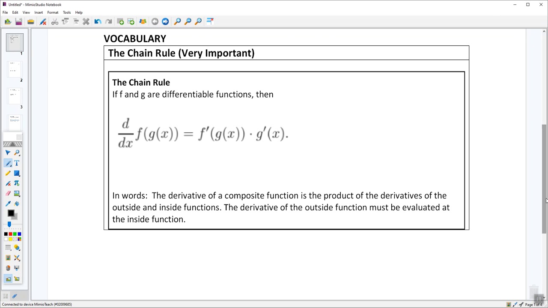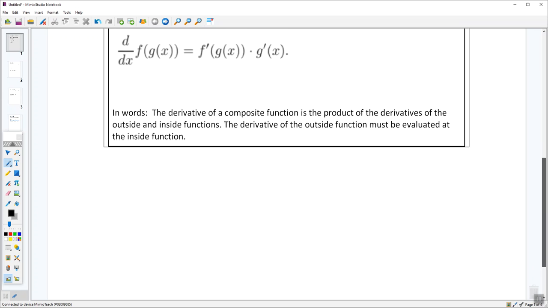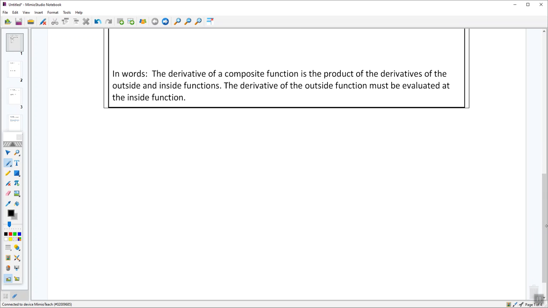So here's the situation. It says, in other words, the derivative of a composite function is the product of the derivative of the outside and inside functions. The derivative of the outside function must be evaluated at the inside function. You're like, great. What's that mean?